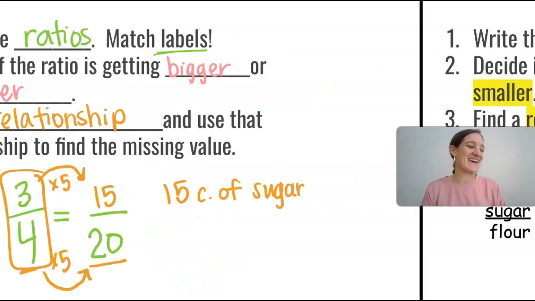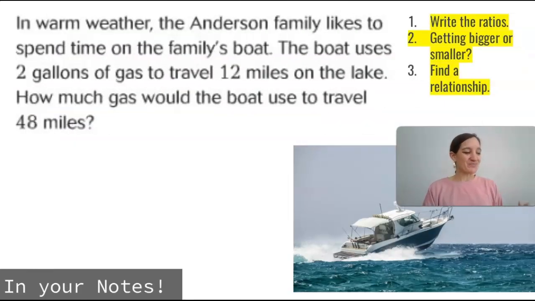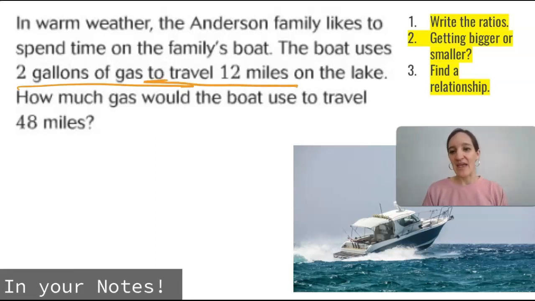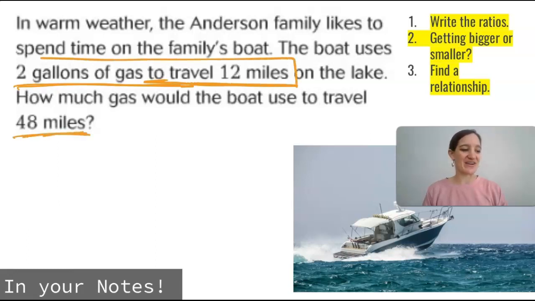Okay, let's practice that a little bit more. So, in warm weather, the Anderson family likes to spend time in the family's boat. The boat uses 2 gallons of gas to travel 12 miles on the lake. How much gas would the boat use to travel 48 miles? All right, do you see this is a ratio right here? We are comparing gallons to miles. So I'm going to make my first ratio be 2 to 12.